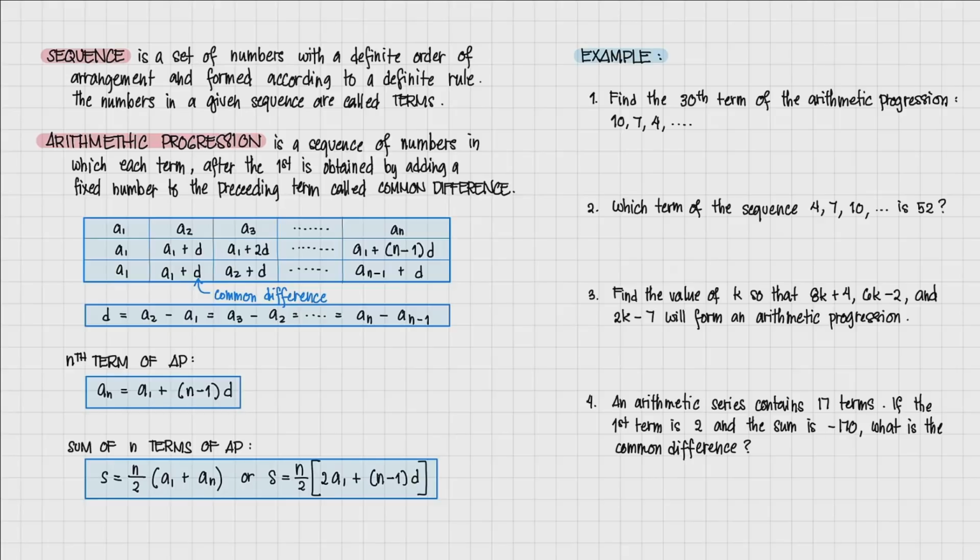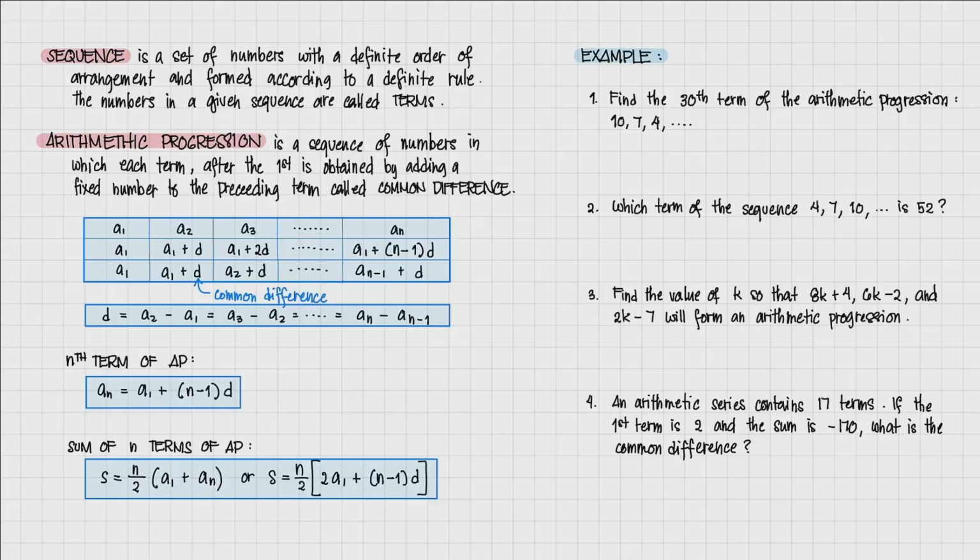The terms for the arithmetic progression can be seen in this table. So this would be your first term, your second term, your third term, and so on and so forth, until whatever number of terms you want to reach. So A1 would stand for your first term, A2 would stand for your second term, and AN would stand for your nth term.